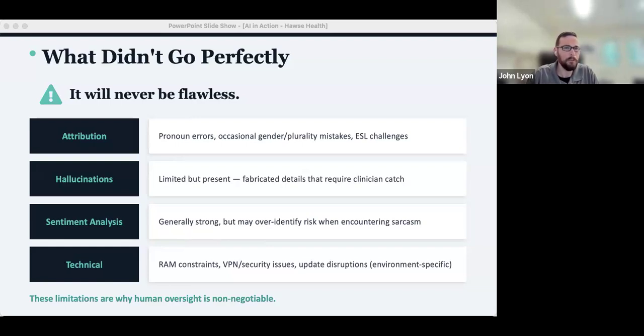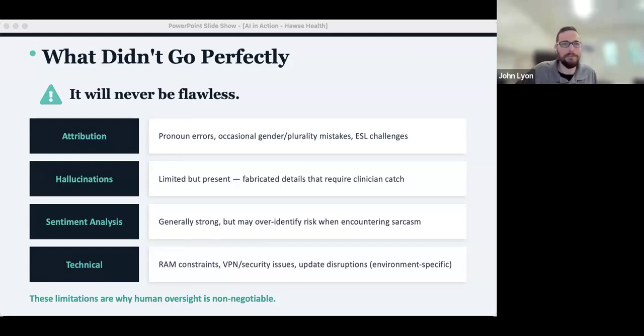I was doing one this morning, and it referred to the patient's aunt as their stepmother. So, catching things like that is how we generally address it.